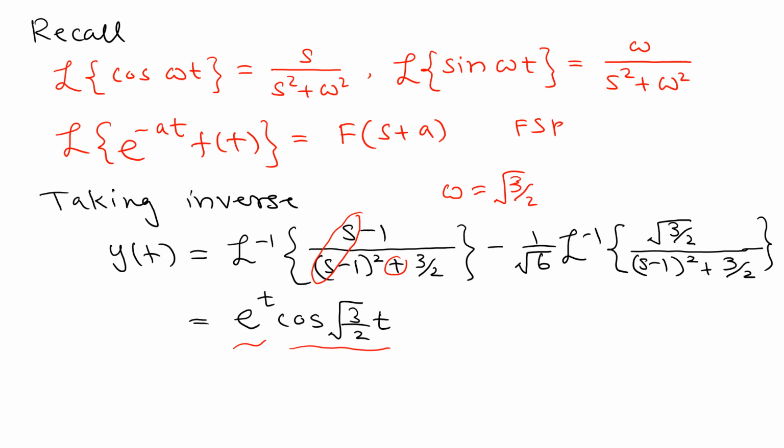For the second one also, let's see what the format is. You can see it is a constant times omega over s squared plus omega squared. With the plus sign, this is a sine. So we do the same thing now. It is sine of the square root of 3 over 2 times t. And then the shifting part is again s minus 1. S minus 1 means a equals negative 1. So if you plug that into the first shifting property, you get e to the t. So you multiply by e to the t.